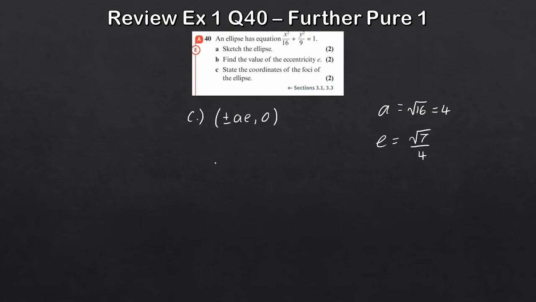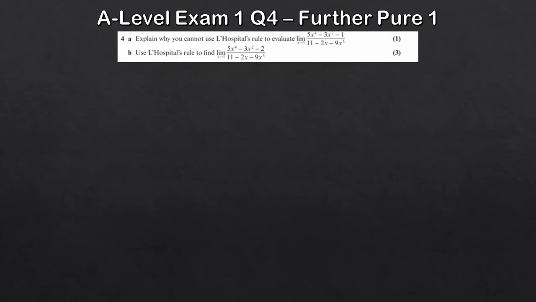So what would that give us? Well, that's just plus or minus 4 times root 7 over 4, and then 0 for my y coordinate. These actually do cancel, so all you have to end up with here is plus or minus root 7, 0. As easy as that, nothing too crazy, just using your formula book for that kind of question. So let's take a look at another one.